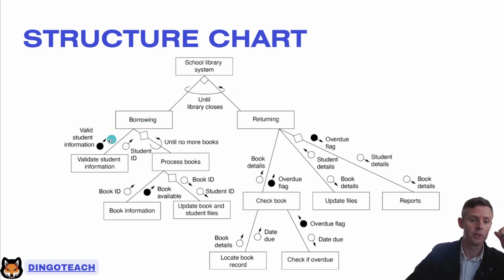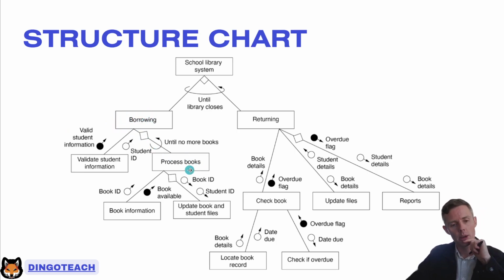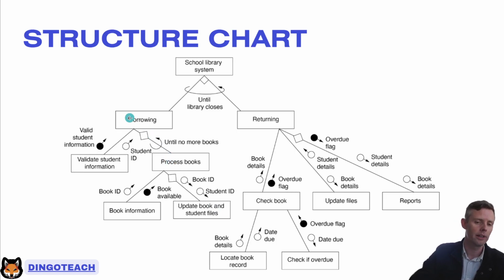The first thing we have to do is go down to validate student information, and on the way back, we send a boolean or a flag that tells us if that information was valid back to here. Now, we can go back down this way. It's optional and it's, oh, I forgot the student ID. Sorry, I missed that one. That goes up from here as well. We can now process books optionally and as many times until we have no more books. The first thing we do is we get the book info. What's the book ID? And is the book available? And then optionally, we update the book in the student's files by passing it the ID of both. And when we're done, we go back to here and we go back to borrowing, and then we go back to the library system.